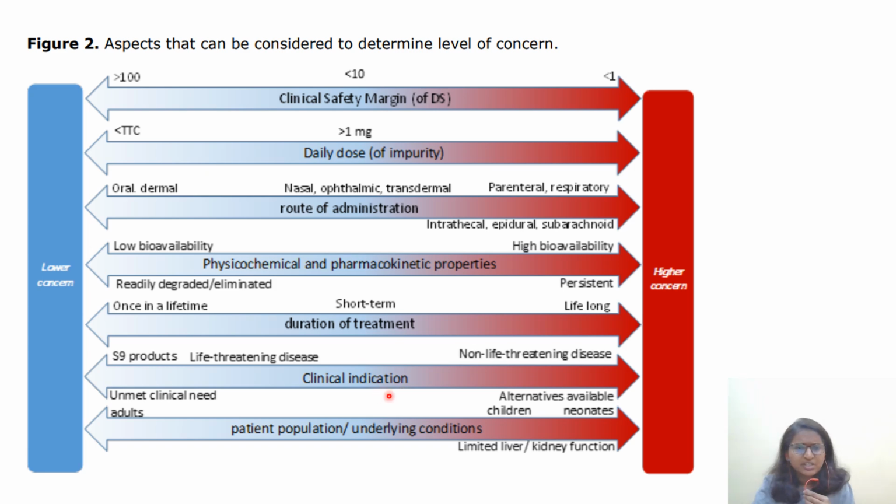Similarly, you can see clinical indications also. If the API in which that impurity is present is used for life-threatening diseases, or the patient is in an end stage, like cancer treatment, you generally follow the ICH S9 guideline. That is a low level of concern. But if it is for non-life-threatening diseases like diabetes or hypertension, such kinds of drugs need to be assigned a high level of concern for such impurities.